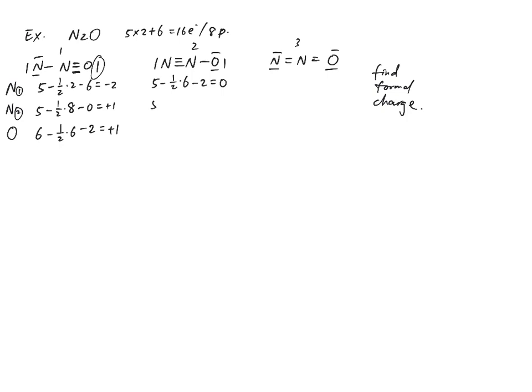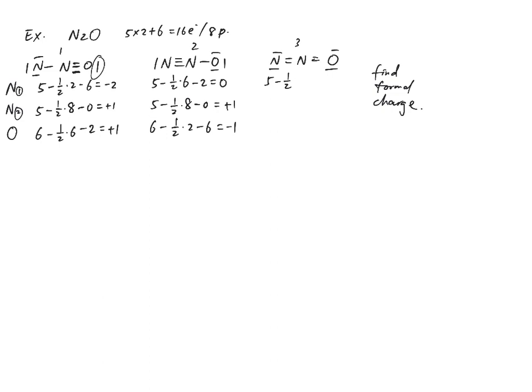The second nitrogen has 5 minus 1/2 times, again, same situation for the central nitrogen. 4 pairs of bonding electrons makes the octet, no non-bonding electrons. So 1/2 of the 8 bonding electrons minus 0, and that's plus 1. Okay, and then for the oxygen, 6 minus 1/2 times only 1 pair of bonding electrons, and then 6 non-bonding electrons, negative 1.